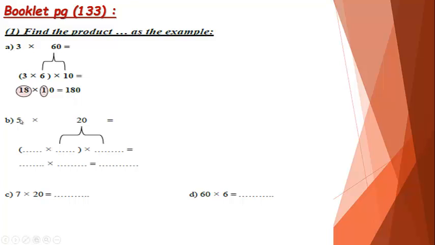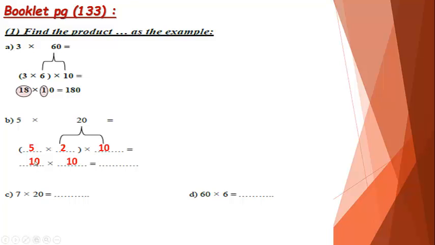Here, 5 times 20. I'm going to split this 20 into 2 times 10, and the 5 as it is. Then multiply. 5 times 2 equals what? Equals 10. And this 10 as it is here.